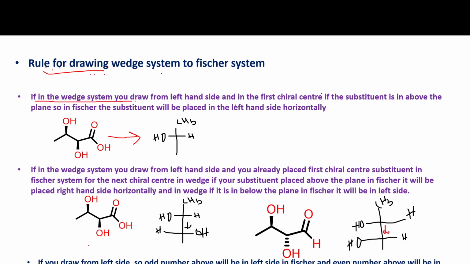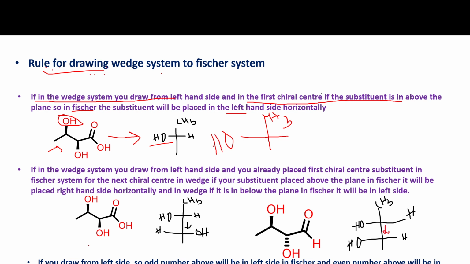If you draw from the left side, starting from the left side, in the first chiral center, if the substituent is above the plane, the Fischer substituent will be placed on the left hand side. So you start from the left side, and if you find that your substituent is above the plane, it will be placed on the left side. So just from here you draw it like this. Your methyl is above, you start from there, and you will find that your OH is above the plane, so it will be on the left hand side.